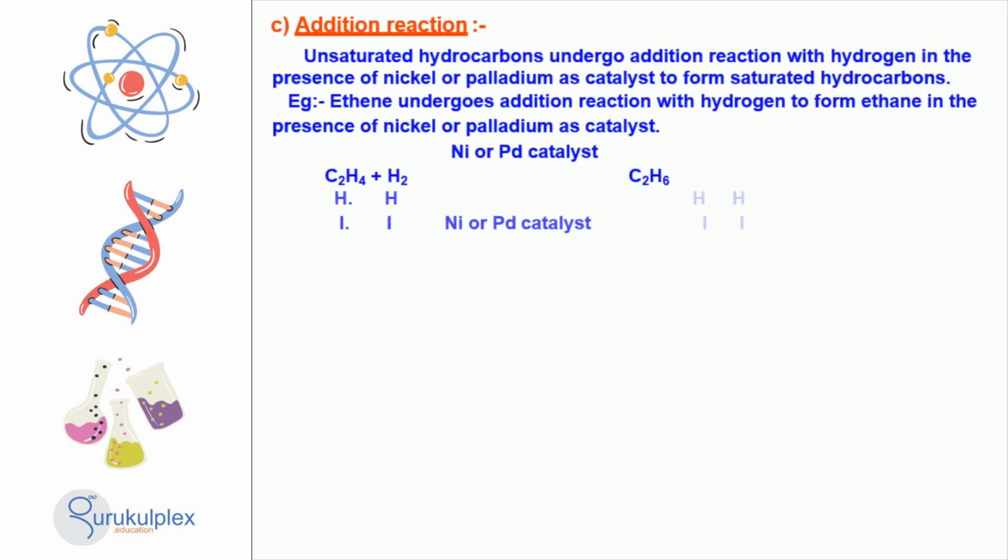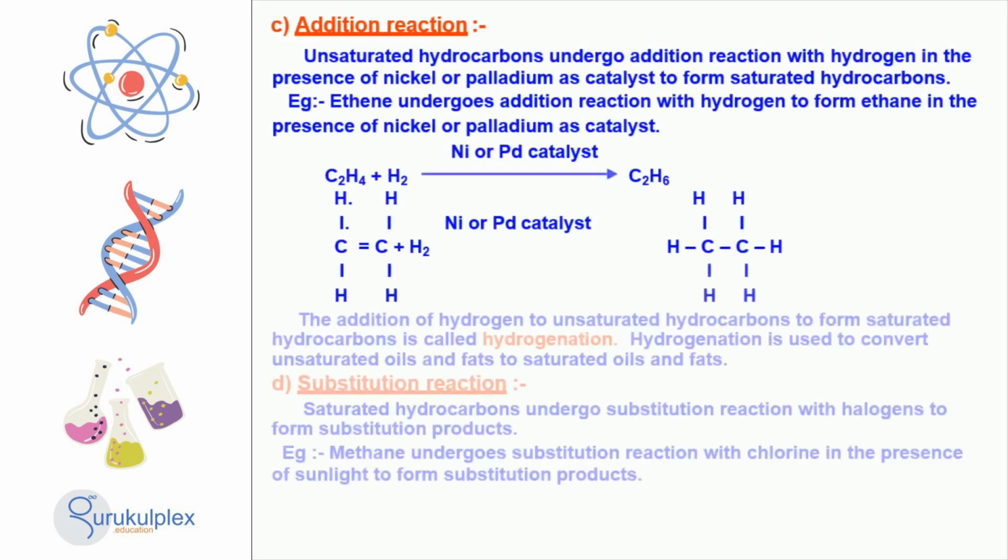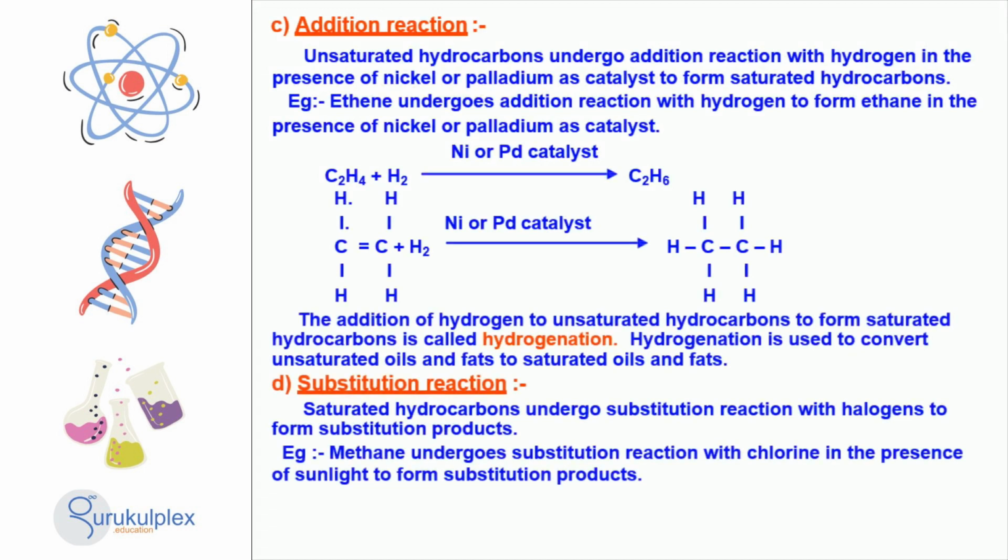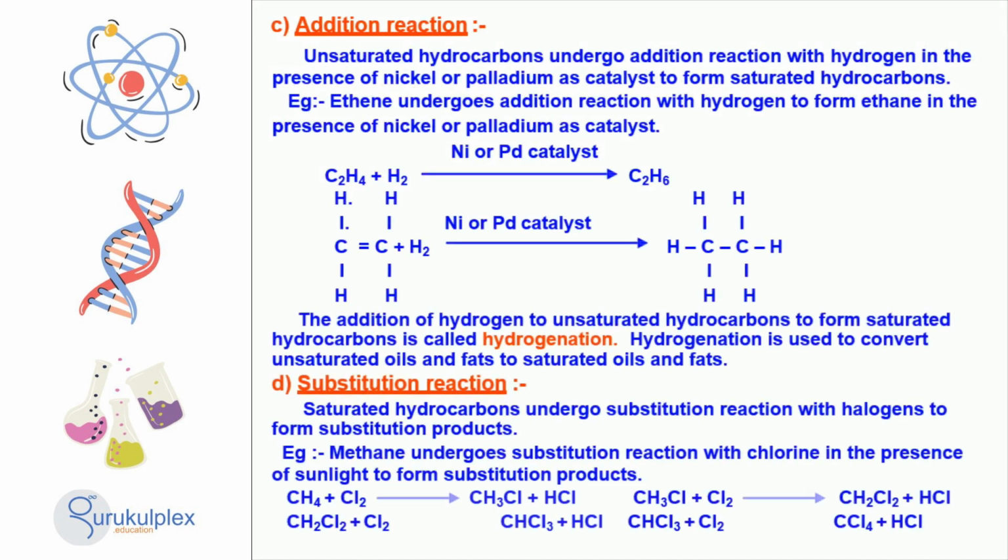Hydrogenation is the process of adding hydrogen to an unsaturated hydrocarbon to create a saturated hydrocarbon. This process is used to convert unsaturated oils and fats into saturated oils and fats. Additionally, saturated hydrocarbons can also undergo substitution reactions with halogens to form substitution products. An example of this is methane undergoing substitution with chlorine in the presence of sunlight.